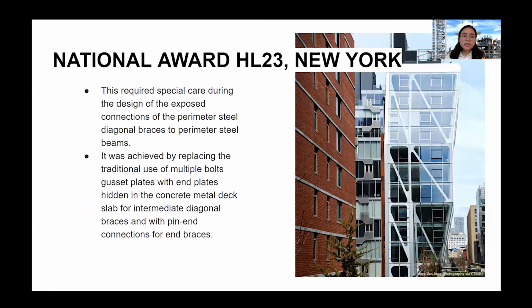This required special care during the design of the exposed connections of the perimeter steel diagonal braces to perimeter steel beams. It was achieved by replacing the traditional use of multiple bolts and gusset plates with end plates hidden in the concrete metal deck slab for intermediate diagonal braces, and with a pin end connection for end braces.